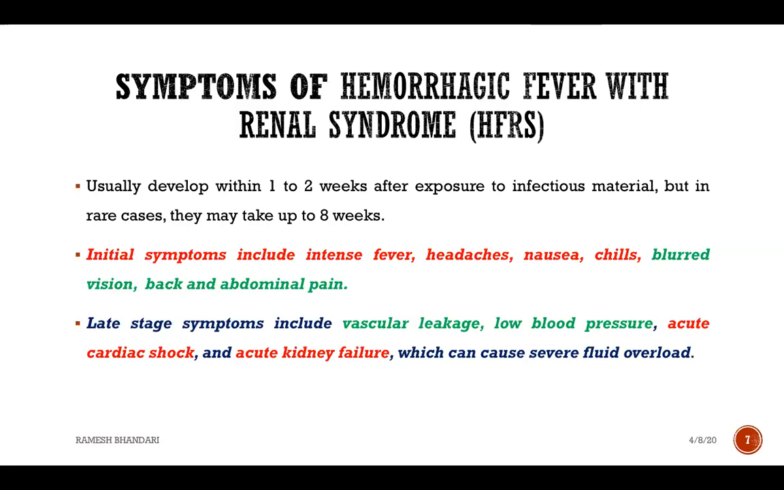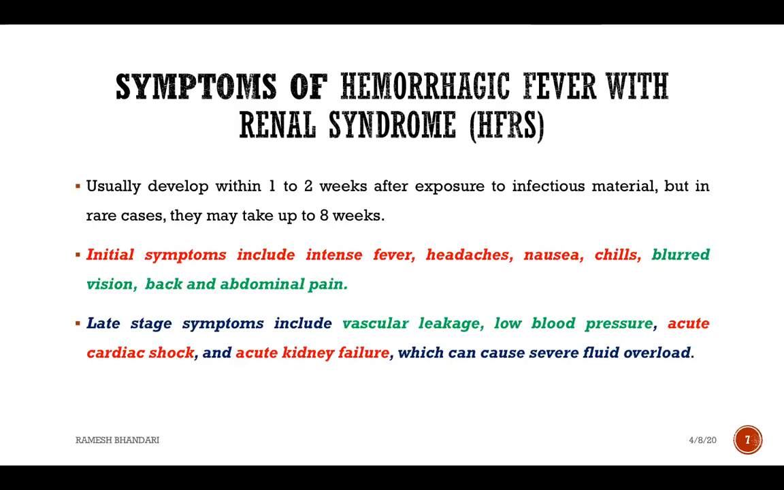In the late stage of the disease, there will be vascular leakage and low blood pressure. The person will develop acute cardiac shock and acute kidney failure. The person may develop a serious condition, such as cardiac shock or acute kidney failure, due to severe fluid overload.